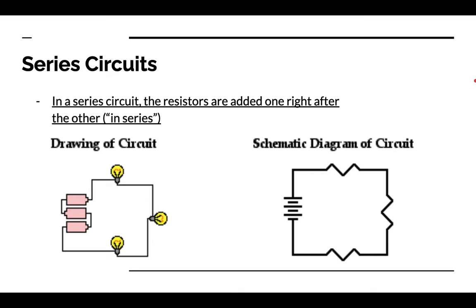So series circuits are the first type of circuits we're going to learn about. In a series circuit, the resistors are added one right after the other, and hence we say that they're added in series. The same way that iPhones are released one after the other, we say that iPhones are released in series. You have the iPhone 8 series, iPhone 9 series, and so on down the line. The same thing applies with circuits. In a series circuit, the light bulbs are one right after the other.